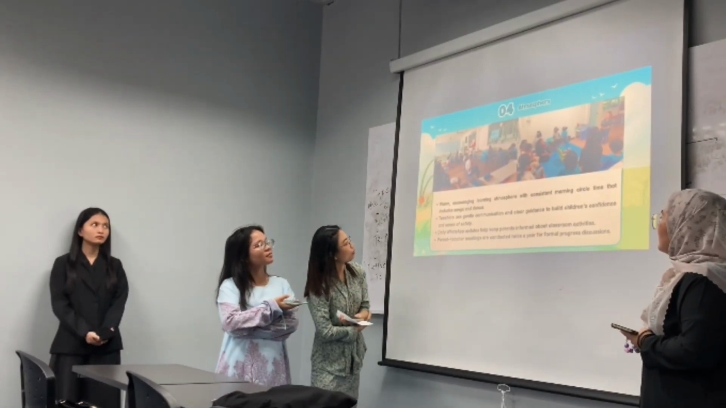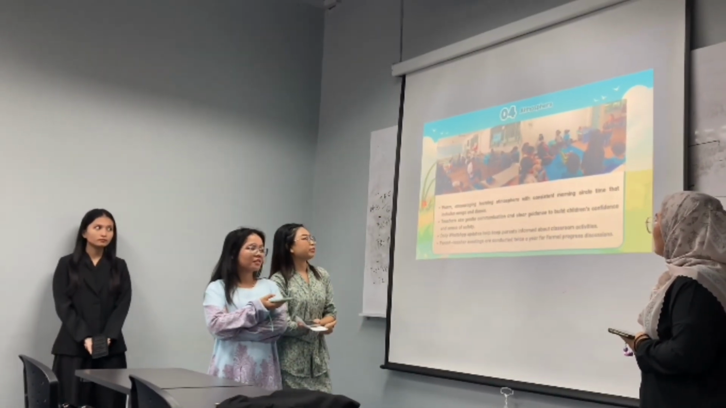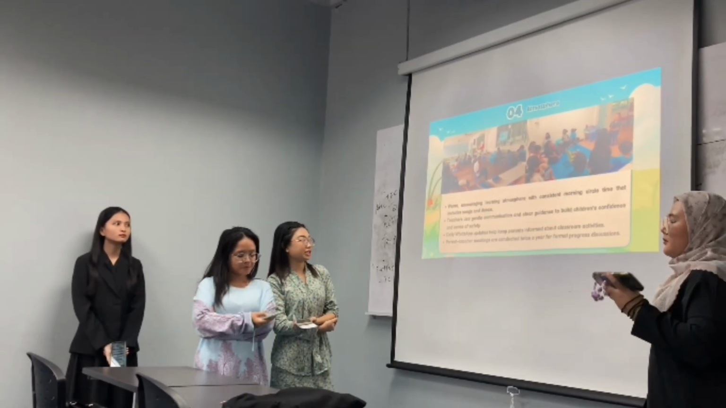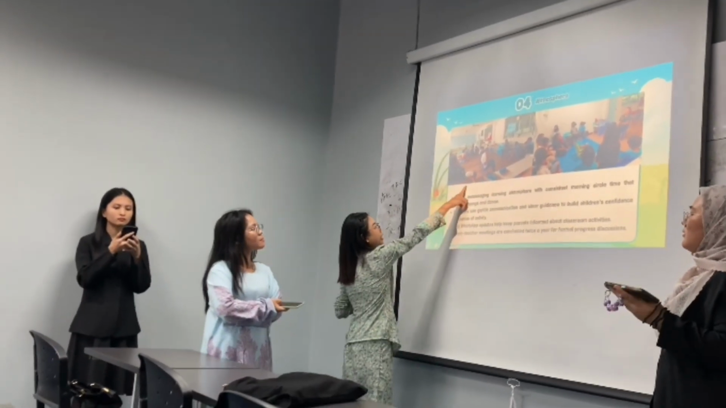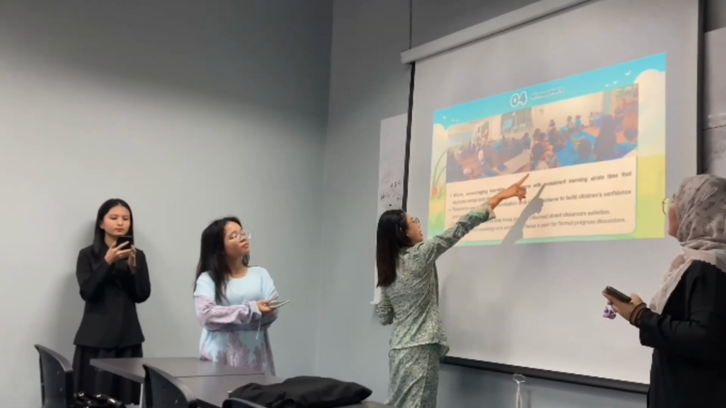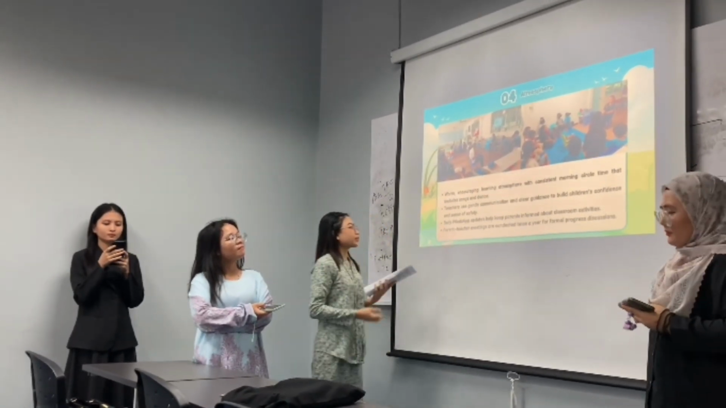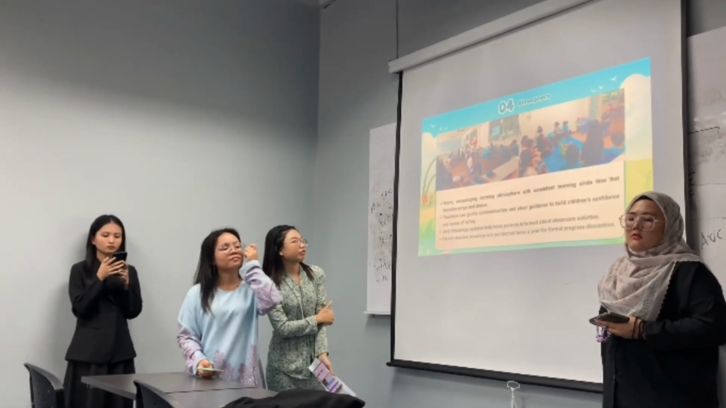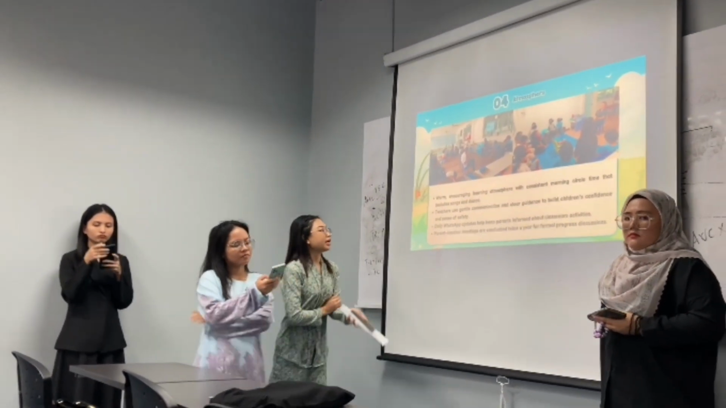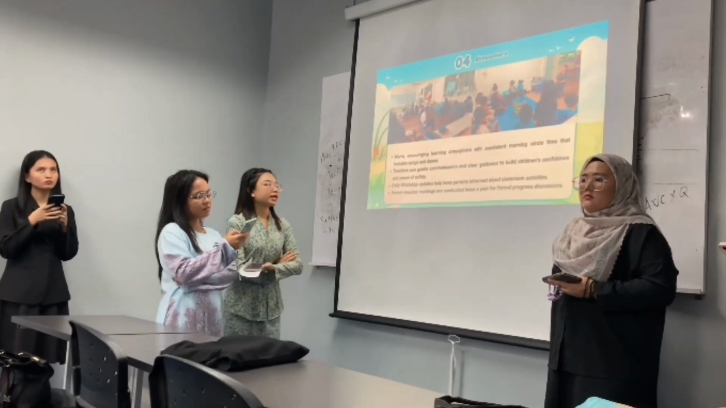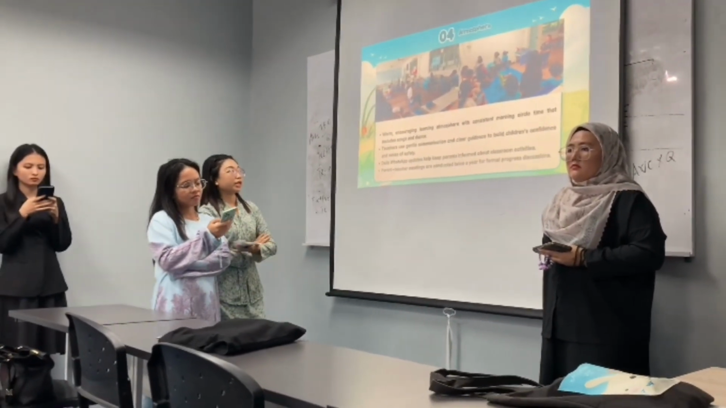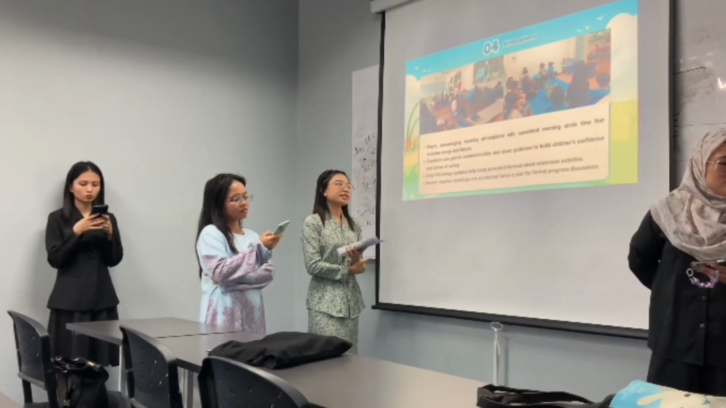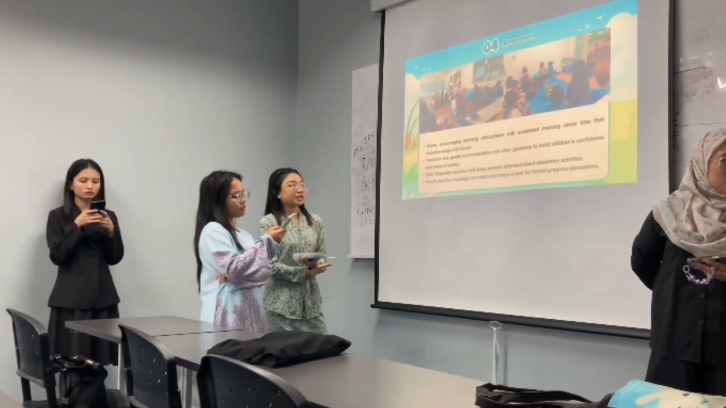Atmosphere: a warm and orderly learning atmosphere with consistent morning circle time that includes songs and dance. This is the circle area at classroom 1 and this is for classroom 2. Teachers use gentle communication and clear guidance to build children's confidence and sense of safety. Daily WhatsApp updates help keep parents informed about classroom activity. Parent-teacher meetings are conducted twice a year for formal progress discussion.